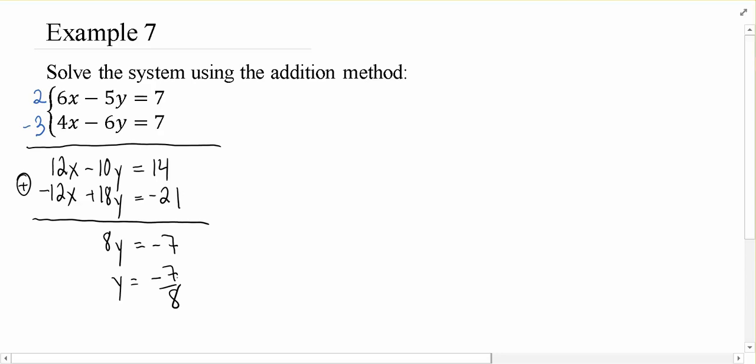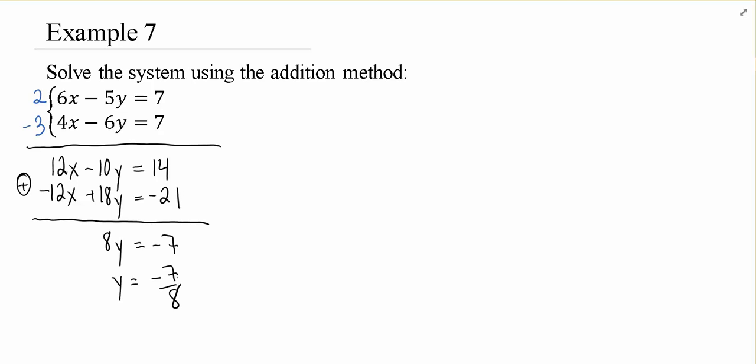Now, one of the things I really want to point out here that's really cool about this is we do have a fraction answer for y, but we never had to deal with fractions. The fraction didn't come in until we said, all right, I've got this negative 7 on the right, divide by 8, bam, there's a fraction. We didn't actually have to deal with fractions. That's kind of cool. Now, if we go through our normal steps, we'd plug this negative 7/8 back into one of those equations, and then at that point we'd have to deal with fractions. That kind of sucks.